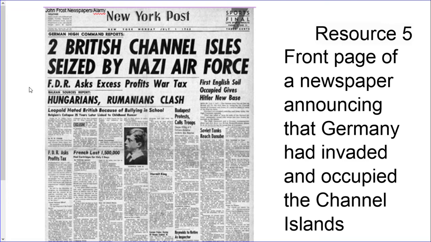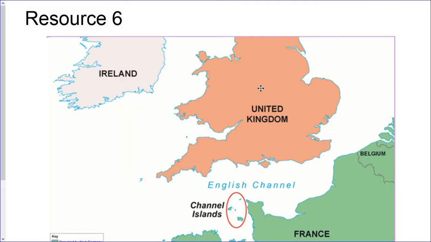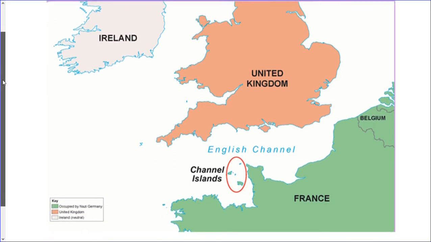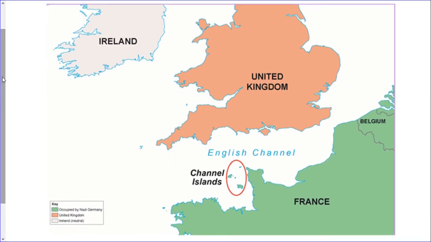Okay, so the main threat is that Hitler and the Germans had invaded and occupied the Channel Islands. They were getting closer and closer, and if we have a look at this part, 'First English soil occupied gives Hitler new base.' So he had a new base that was even closer to Britain, so his invasion was getting closer and closer. Okay, and the last image that I want you to have a look at is resource 6 in your pack, and it's a bit clearer here. It's now showing that the Channel Islands are occupied by Nazi Germany. So if you pause the video and write some of your ideas down here.